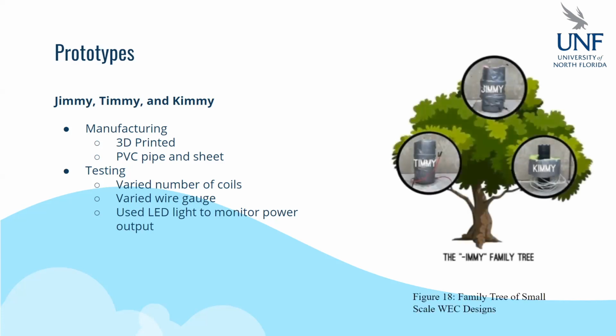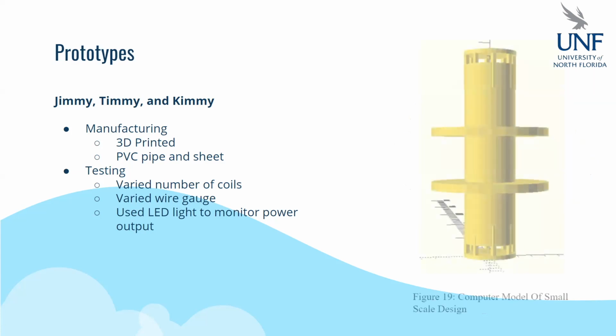These 3 prototypes were all point absorber WECs and can be seen in the Emmy family tree. Each WEC was just a little bit different than the last. 2 of the WECs were made by 3D printing the exterior. The computer model on the right is the exterior that was printed for these devices. One of them was made out of PVC pipe and PVC sheets. Each device had a varied number of coil turns and gauge wire thickness. Changing these parameters impacted the power output from each WEC.